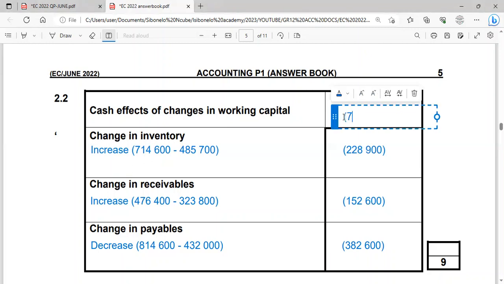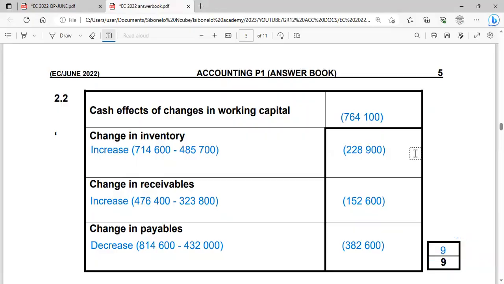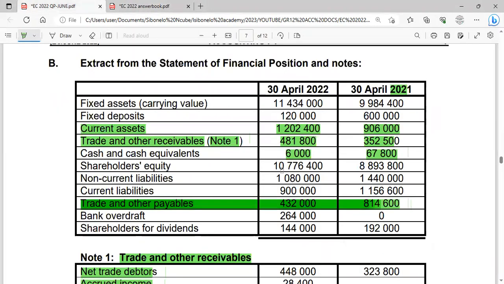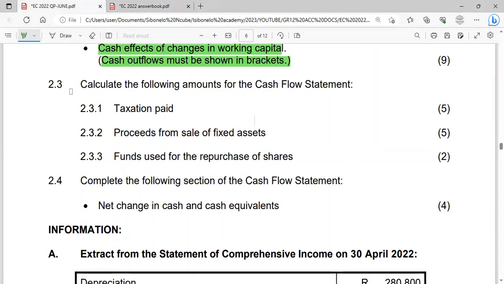So negative 764,100. So guys, by doing this, you have earned yourself 9 marks. So 9 out of 9. Then the next one. So the next one, that is 2.3.